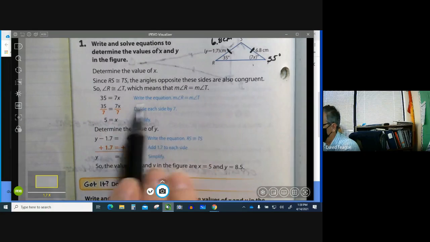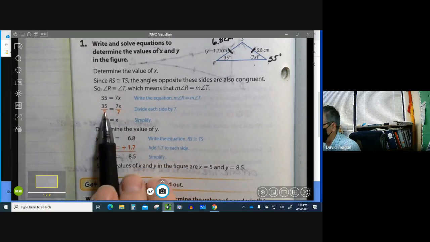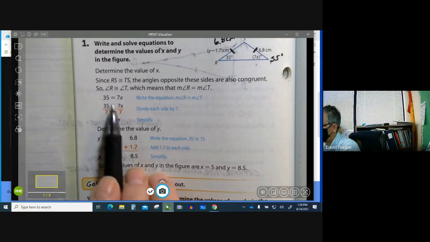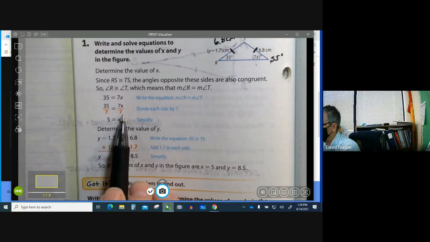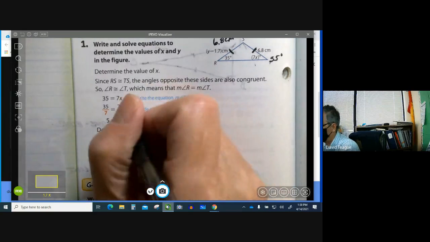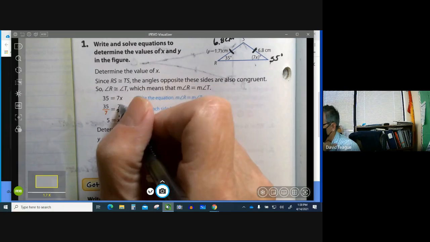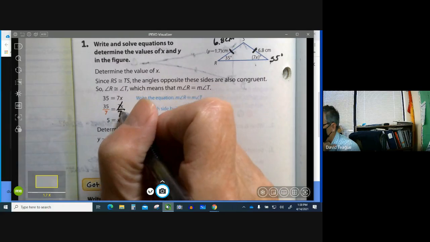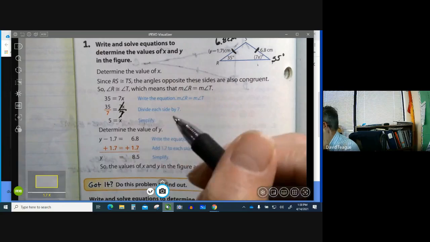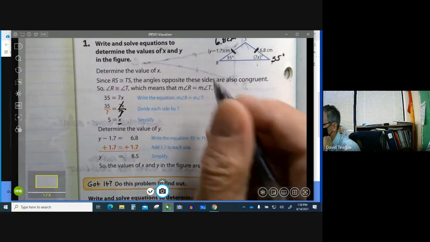So now using algebra, we want to isolate the x so we can find the value of x. To get x by itself, we know multiplication is going on there. We're going to do the opposite operation of division. So we're going to divide this by 7. And when we do that, these cancel out, because 7 goes into 7 once. And 1 times x is x, so you get x by itself.